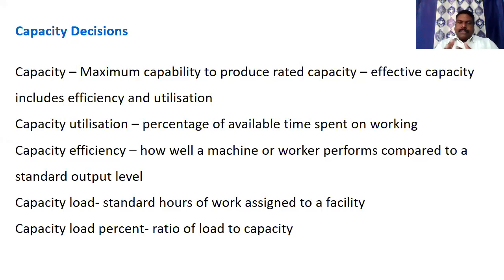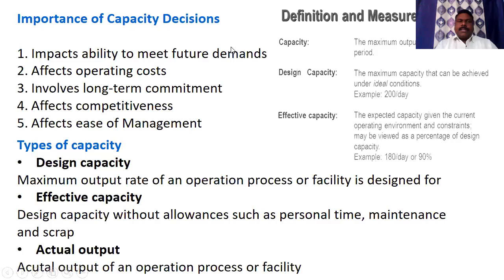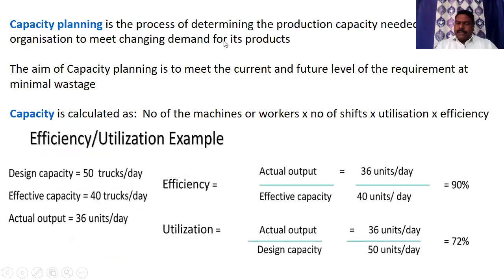The people shift is 3 shifts or 4 shifts, with a duration of 8 hours or 9 hours. Capacity loading is the standard hours of work assigned to a facility. So a production unit should run for 24 hours if it is continuous. Otherwise, a shift system means only 8 hours, or a mini shift, that is 4 hours. So capacity load percentage is the ratio of load to the capacity, that we have to calculate. So here small calculations are there.